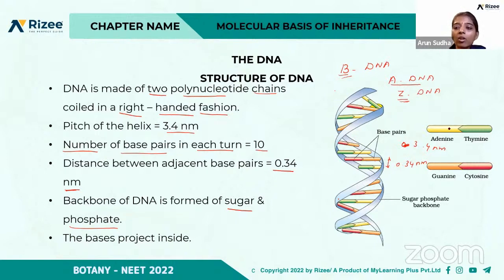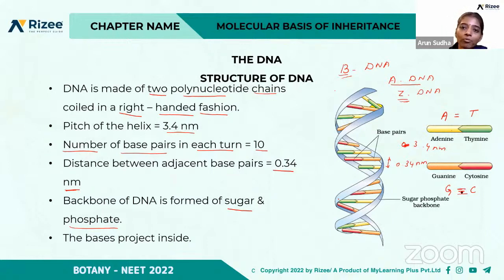So adenine always pairs with thymine, right? Adenine will always pair with thymine by a double bond, and guanine will always pair with cytosine by a triple bond. So here there will be 3 hydrogen bonds.